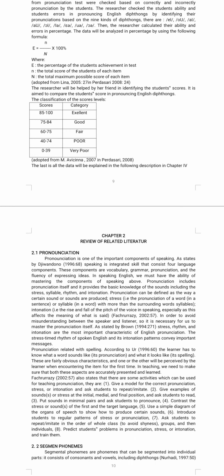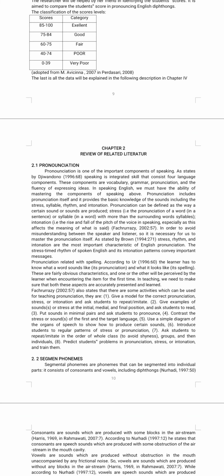Chapter 2 Review of related literature. 2.1 Pronunciation. Pronunciation is one of the important components of speaking, as stated by Dimas 1996. Speaking is an integrated skill that consists of language components. These components are vocabulary, grammar, pronunciation, and the fluency of expressing ideas. In speaking English, we must have the ability to master the components of speaking above. Pronunciation provides the basic knowledge of the sounds, including stress, syllable, rhythm, and intonation.